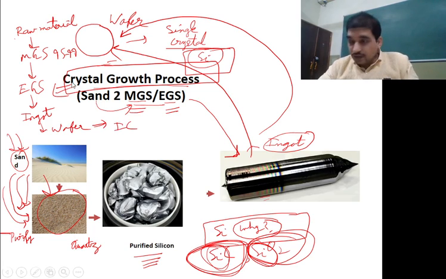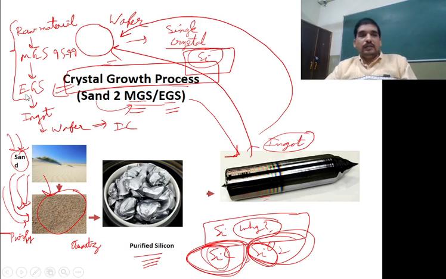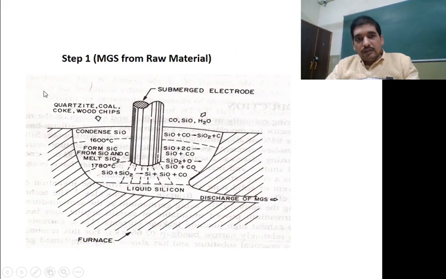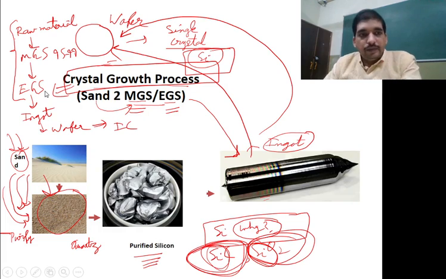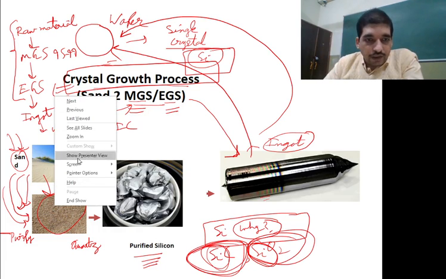So in this lecture we are going to discuss further how we will obtain this MGS and then EGS. Then in the next lecture I will talk about the ingot formation, and in the next we will talk about the wafer preparation and silicon shaping, as per your syllabus. So let us proceed with the next step. The first step: raw material to MGS. I told you that I will discuss this first point.